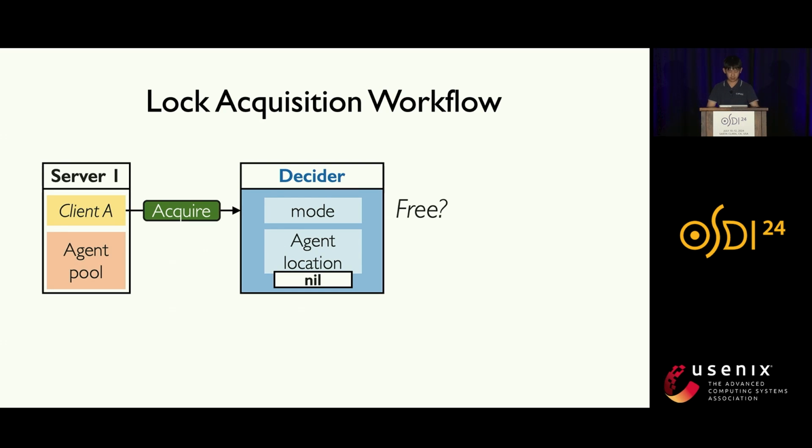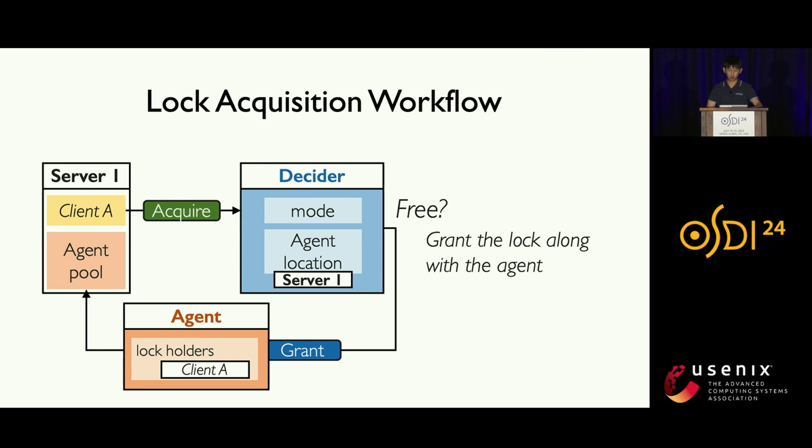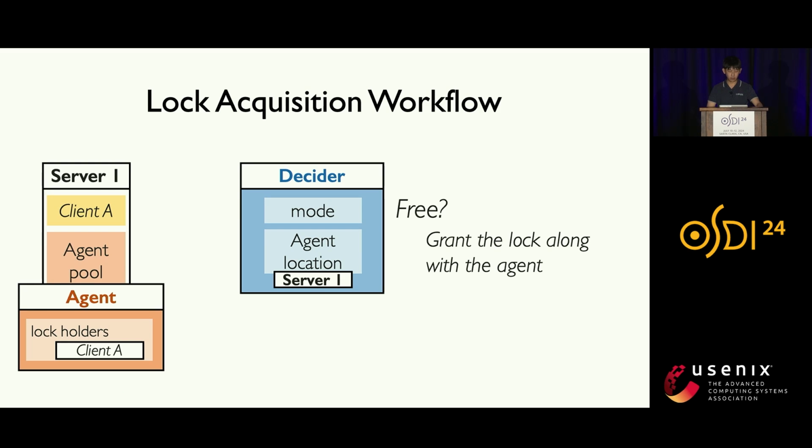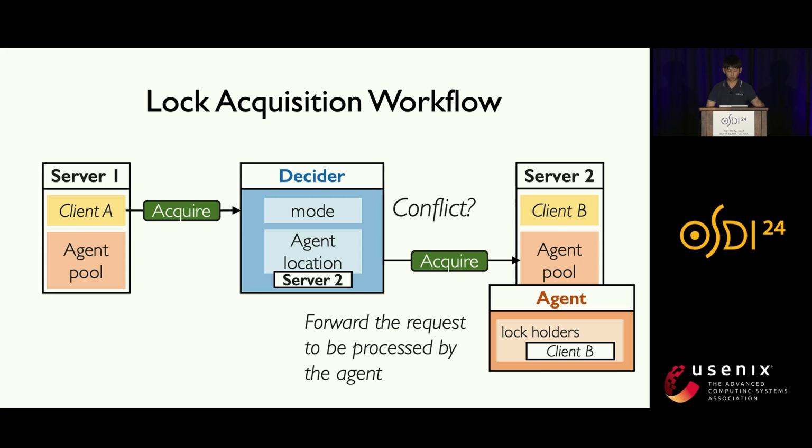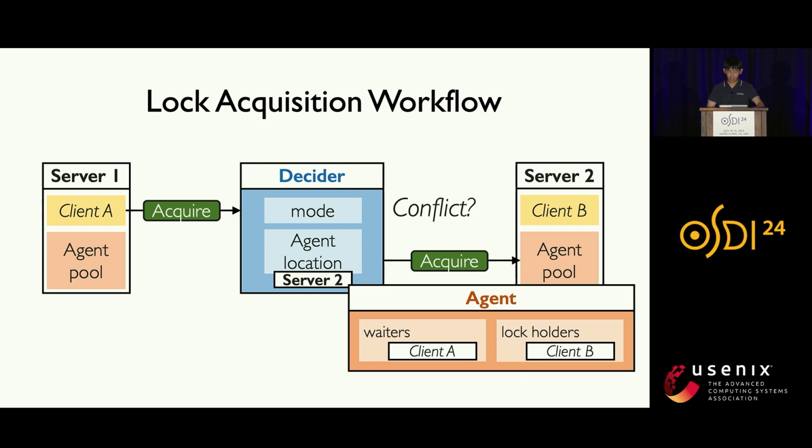So suppose that client A is going to acquire the log. It will send an acquire packet to the decider. If the log is free, the decider will grant the log along with the agent to client A on server 1. So the agent will then be managed by server 1. But if the log has been held by another client, for example, client B on server 2, the decider will forward the request to be processed by the agent on server 2. And the agent will add client A to waiters.